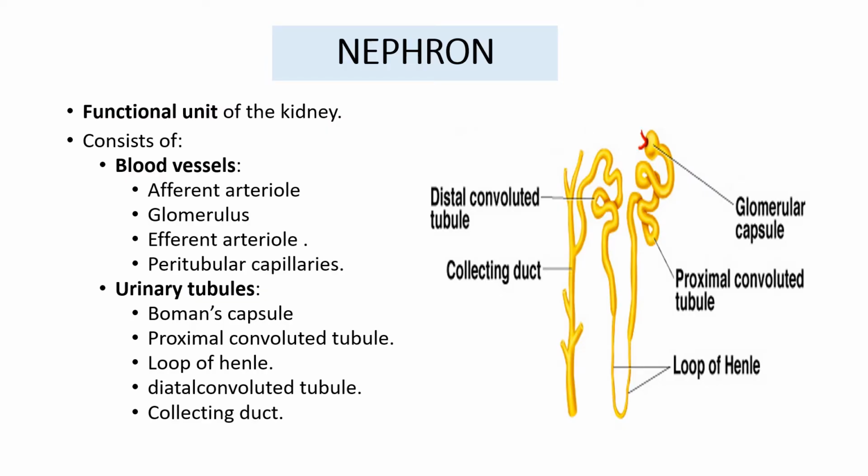Now, the functional unit of the kidney is a nephron. Okay, it consists of blood vessels and urinary tubules. Blood vessels are the afferent arteriole, glomerulus, efferent arteriole, and peritubular capillaries. Coming to the urinary tubules are the Bowman's capsule, proximal convoluted tubule, loop of Henle, distal convoluted tubules, and collecting duct.